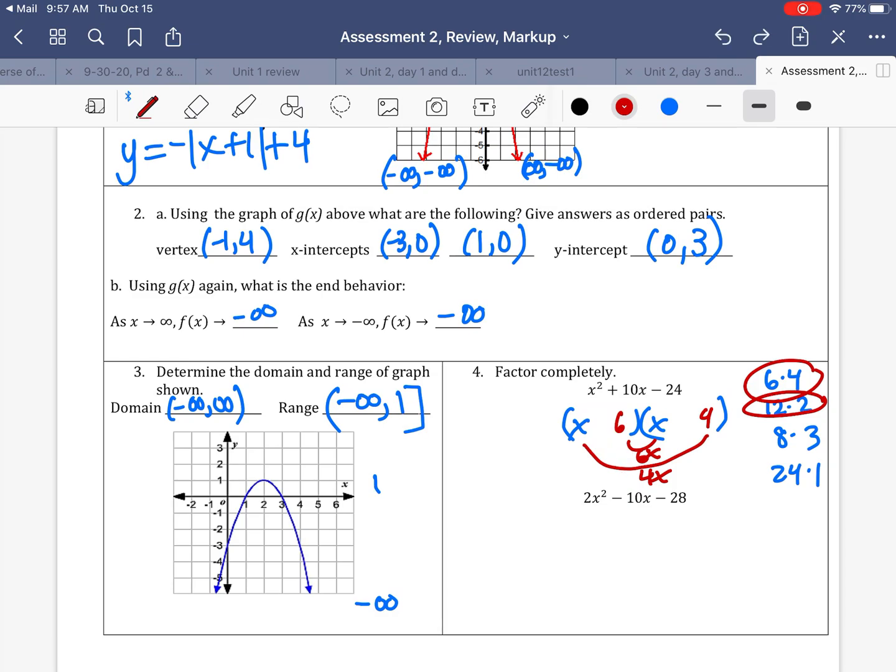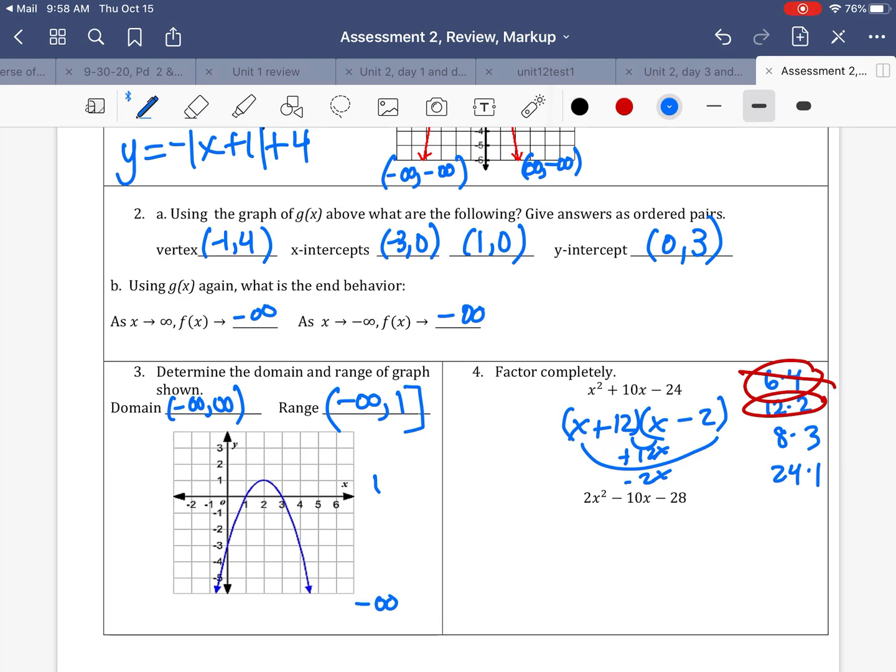All right, so let me erase all that stuff. So 6 and 4 aren't going to work for me. So I'm not going to use them. So I'm going to use 12 and 2. Whoopsie. All right, so 12 and 2. So this guy gives me 2x, this guy gives me 12x. 12 minus 2 is 10. So plus 12, minus 2, plus minus, and everything's working for me because I got negative 24.